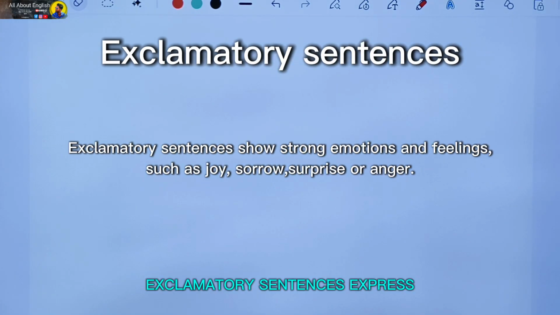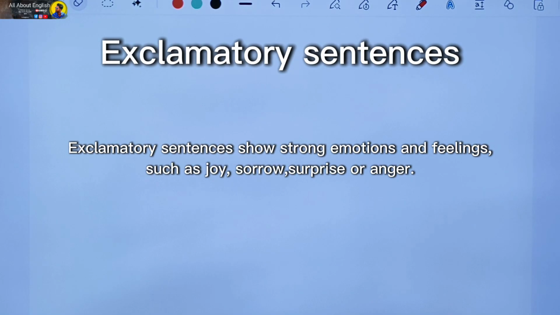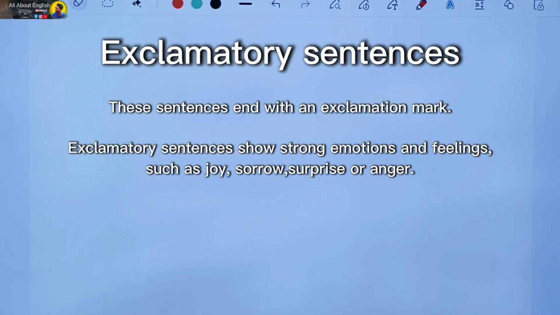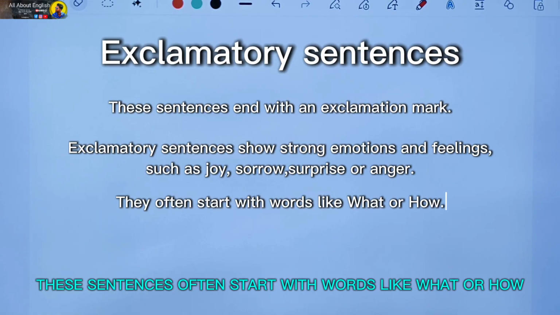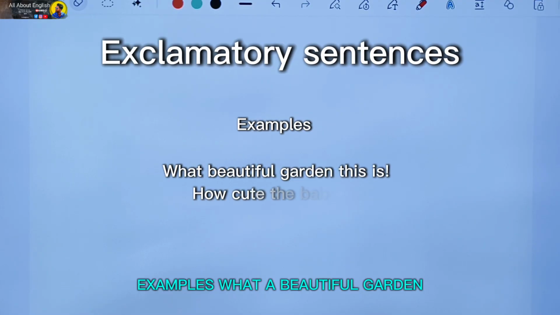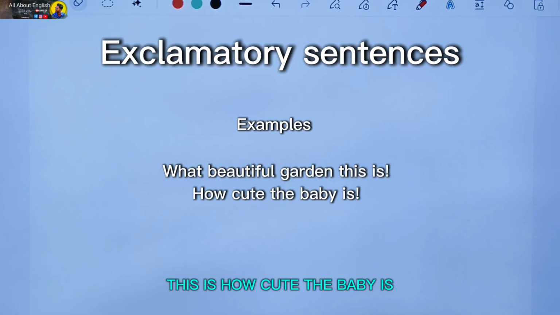The third one, exclamatory sentences. Exclamatory sentences express strong emotions and feelings, such as joy, sorrow, surprise, or anger. These sentences always end with an exclamation mark. These sentences often start with words like what or how. Examples: What a beautiful garden this is! How cute the baby is!